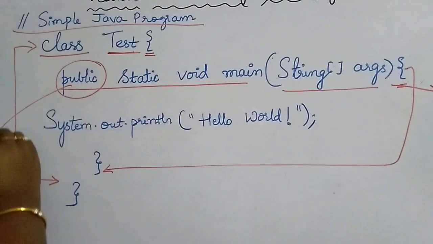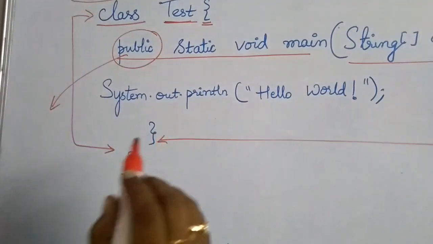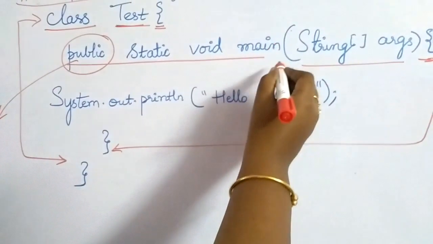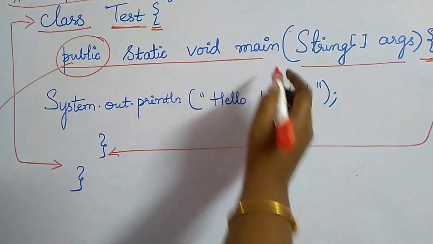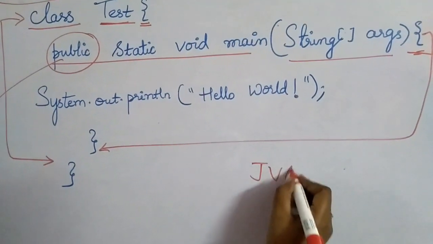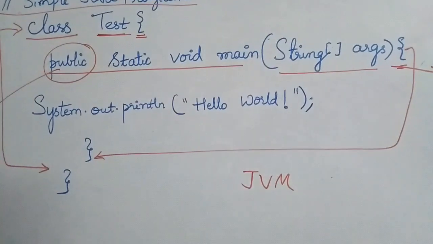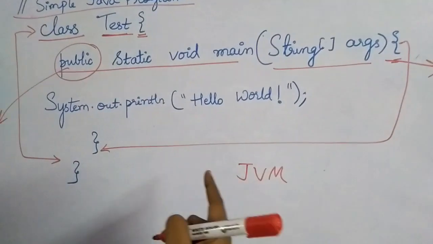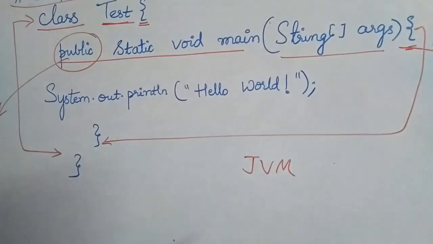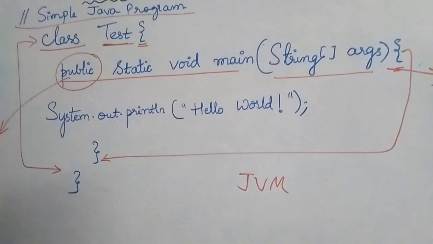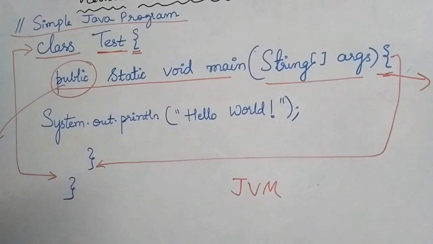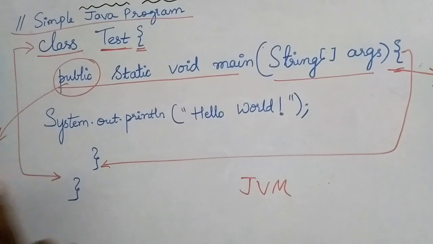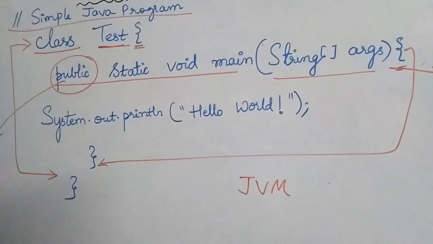Public means that JVM will be searching for the main method to start execution. So this is the starting point, or the entry point, of execution. JVM will be searching for the main method so that it can begin the execution of the program. If the main method is not given, then JVM will be confused, and you will get a runtime exception that main is not found. So it is always important that you include main in your programs.